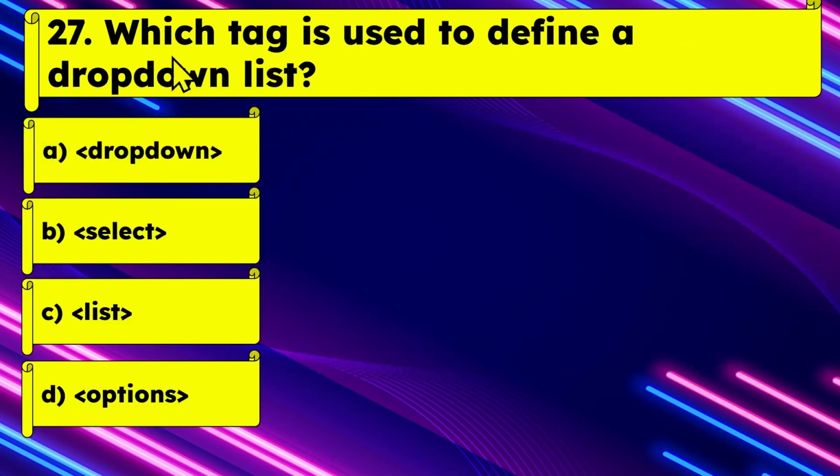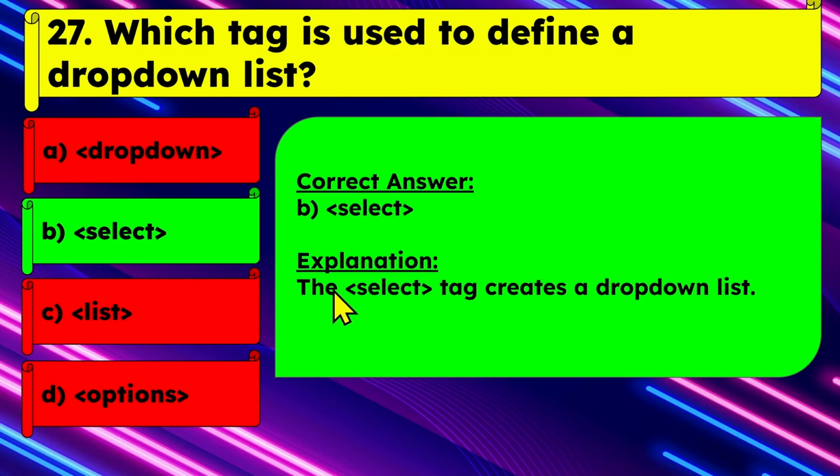Our next question is, which tag is used to define a drop-down list? So in order to define a drop-down list, among these options, which tag we have to use? Option A is drop-down tag, option B is select tag, option C is list, option D is options. So here the correct answer will be option B, means select tag. As you can see, the select tag creates a drop-down list.